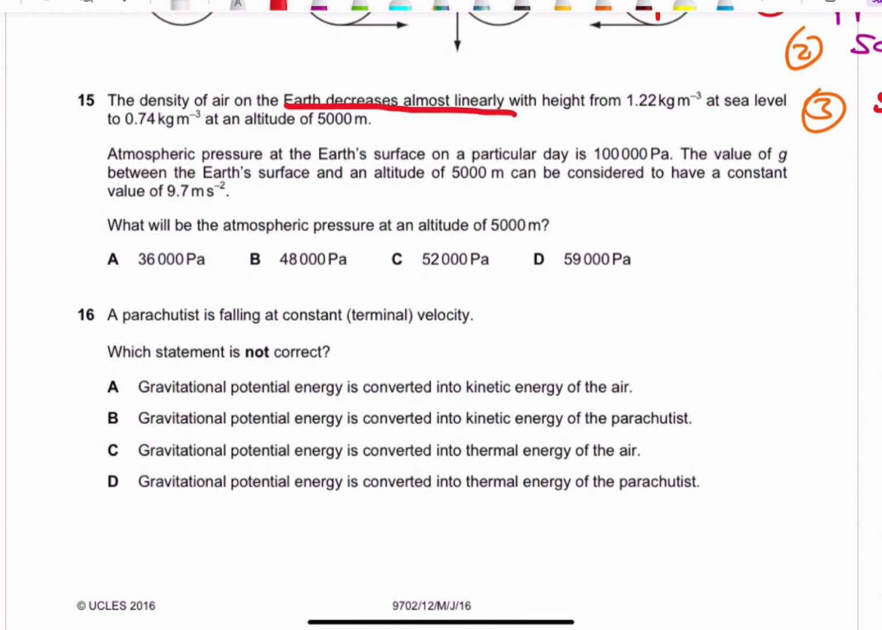Atmospheric pressure at the Earth's surface on a particular day is 100,000 pascals. The value of g between the Earth's surface and an altitude of 5,000 can be considered to have a constant value of 9.7. What will be the atmospheric pressure at an altitude of 5,000?